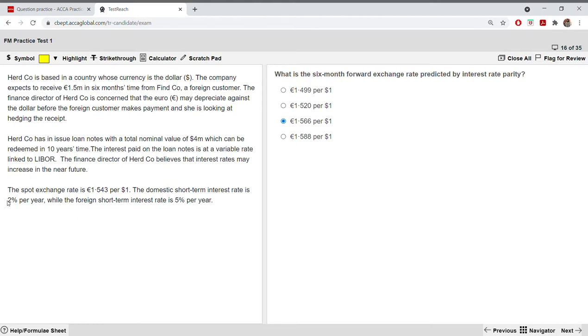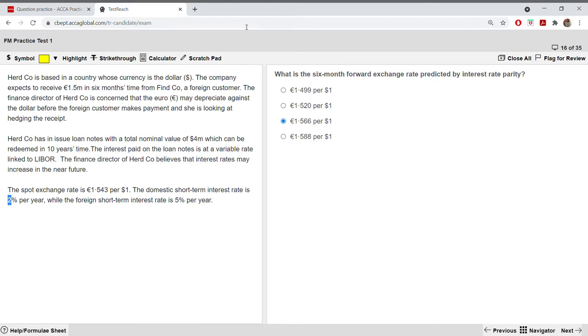Dollar is the domestic currency. Dollar is 2%. If your interest rate is lower, that country's exchange rate will appreciate. Please make a note somewhere while I'm telling this. When your interest rate is lower, your exchange rate will appreciate. When your interest rate is higher, your exchange rate will depreciate. If you cannot memorize both ways, just understand one way: the higher the interest rate, the more your exchange rate will depreciate.